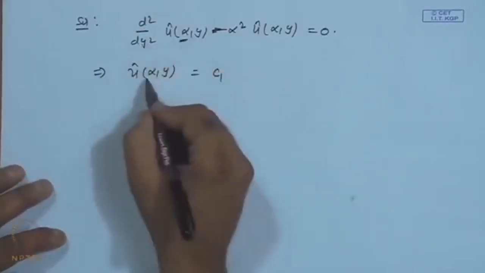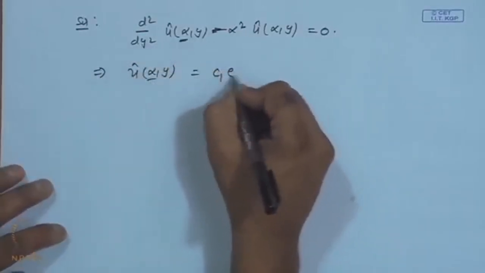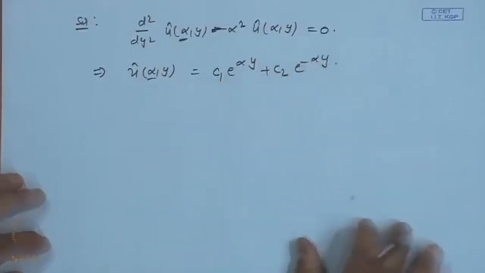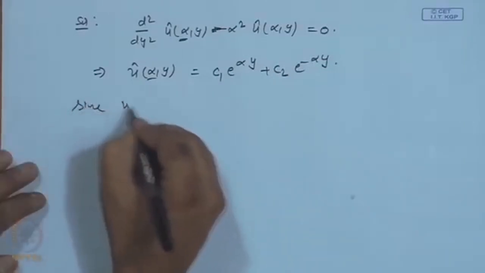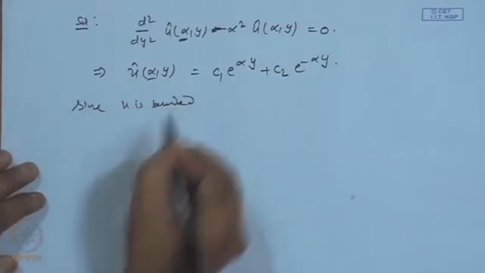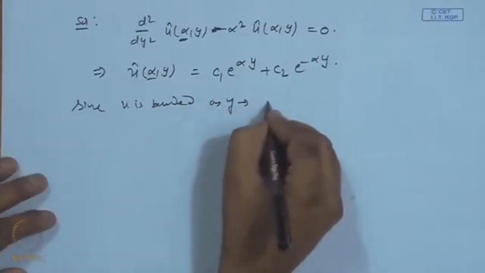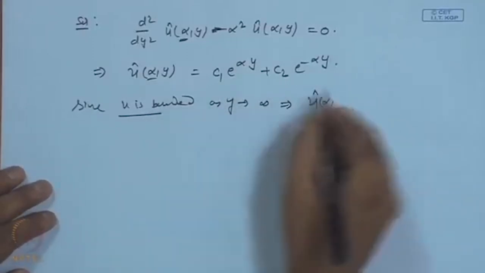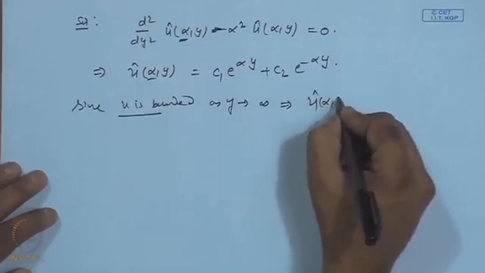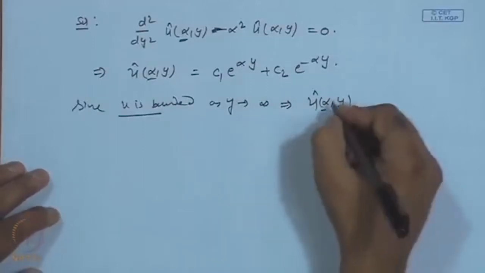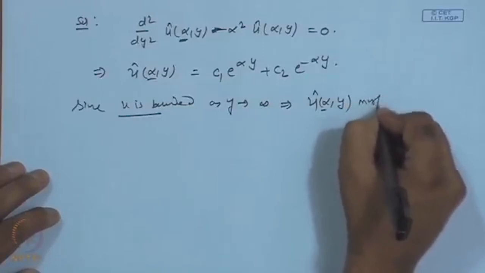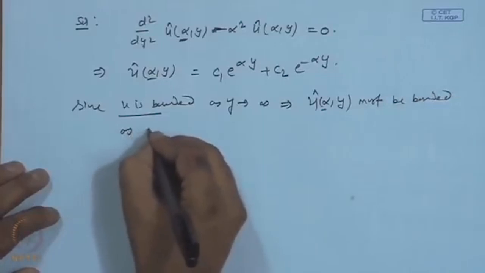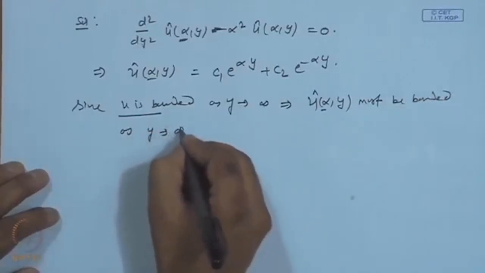So, with respect to x we have taken again this Fourier transform, e^{alpha y} plus c2 e^{-alpha y}, and the condition is given that u is bounded as y approaches infinity. This will imply straight away that its Fourier transform, which we take with respect to x, not with respect to y, must also be bounded as y approaches infinity.